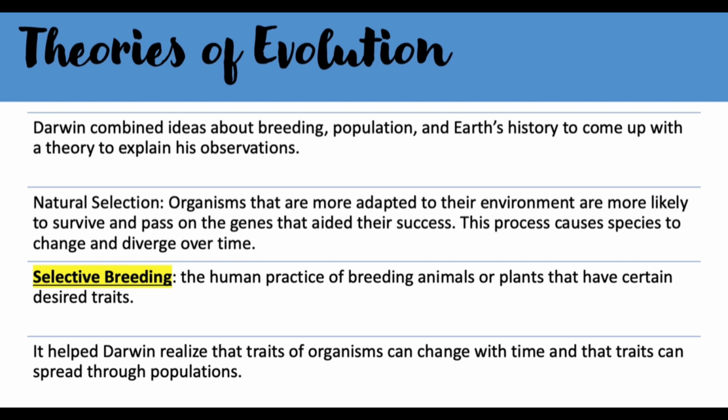Selective breeding is the human practice of breeding animals or plants that have certain desired traits. It also helped Darwin realize that traits of organisms can change with time and that traits can spread through populations.